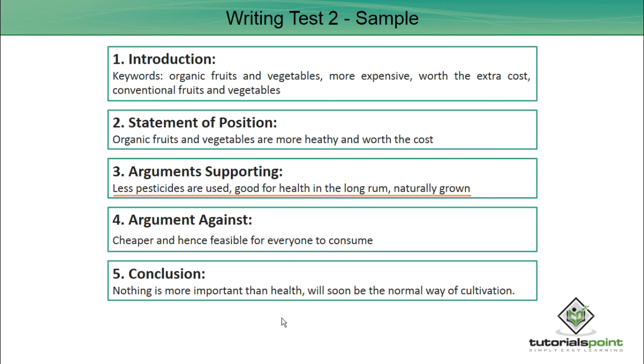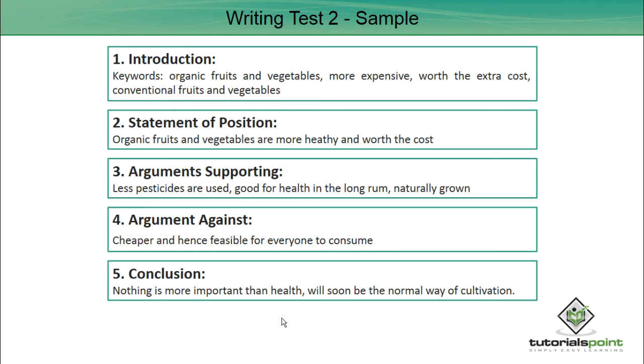Whereas against the topic, I said it's cheaper and hence feasible to everyone. So remember, you have to also write some points against the topic. Only then will you be able to build your case in the conclusion. I had told you this in my previous video.